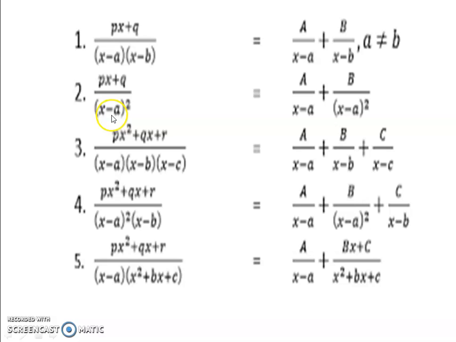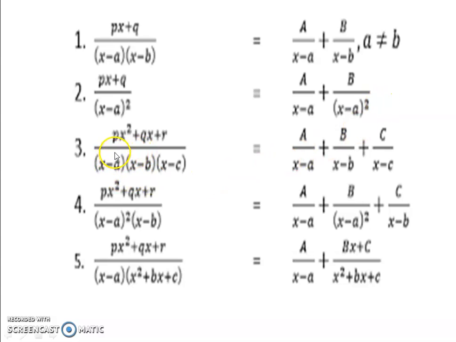If (px + q) upon (x − a) whole square is there, that means a repeated factor is there, then capital A upon (x − a) raised to 1, so obviously x − a remains the same, plus capital B upon (x − a) whole square.